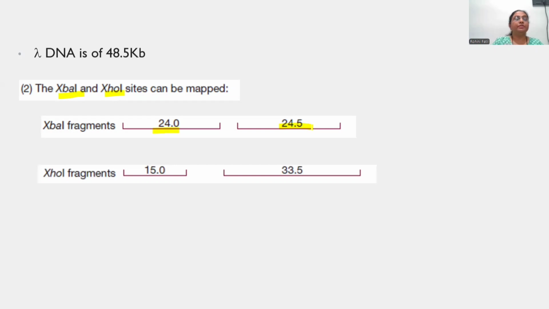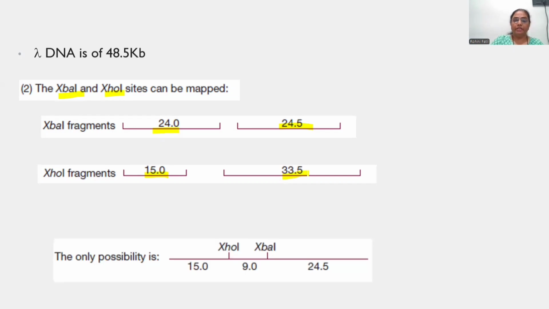In the next step, the next enzyme, XhoI, is applied over the lambda DNA, and you are getting two fragments. One has the length 15 kb and the second one has the length 33.5 kb. Okay, so the first step is to go for the single digestion with the two enzymes.